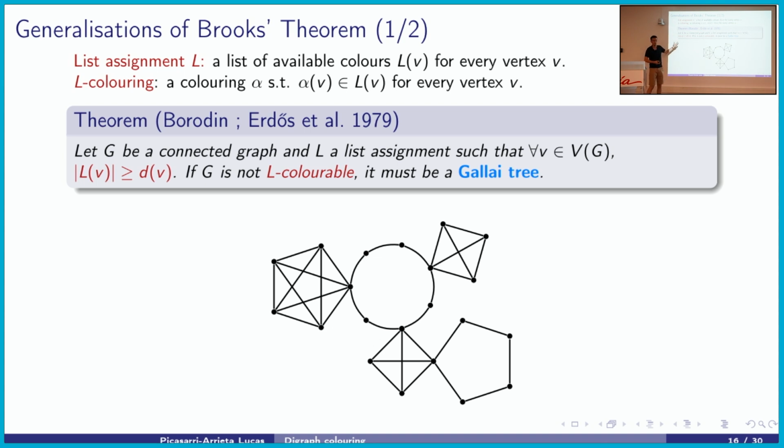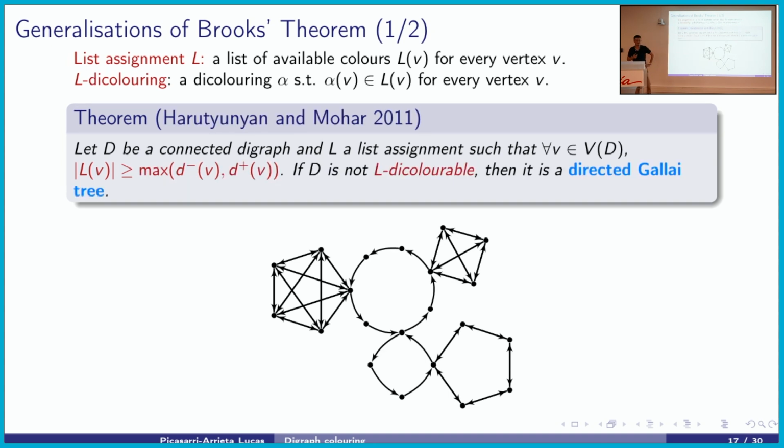And from this, you can obtain Brooks' theorem by saying the list on every vertex is just all the integers from 1 to the maximum degree delta. And then, okay, this is not hard, but you can check that you can obtain Brooks' theorem from it. And again, we can ask what is happening for digraphs.